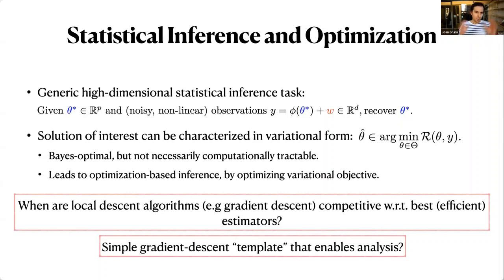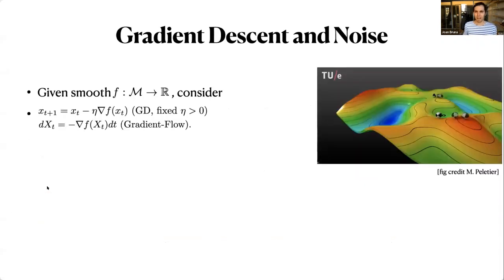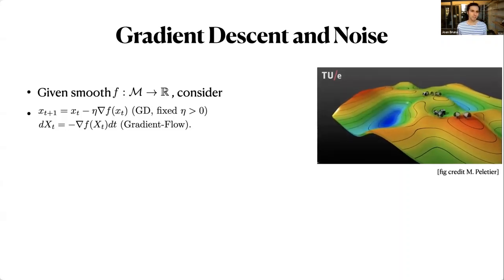And can we find, amongst the gradient descent family of algorithms, a template that we can analyze efficiently? So these are basically the two main high-level questions of today. Probably I don't need to introduce gradient descent to anyone here, but I just found this very nice animation on the web, and I thought I would show it. It's much better than I could do.